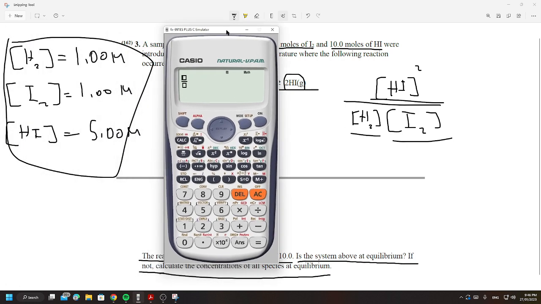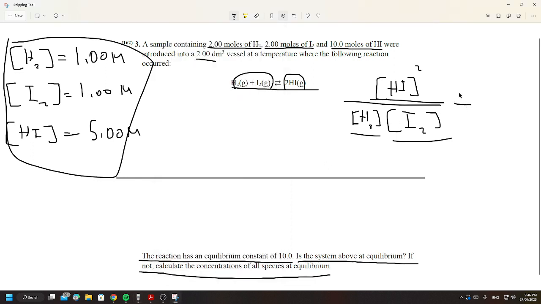So what is the concentration of HI? HI is 5 molar, so 5 molar squared, 5 squared over 1 times 1, which is going to be 1. And this is equal to 25, right? This is Q in this case, because this is the mass action expression, I believe is what it's called. This is to find out if the system is at equilibrium. So we got this value to be 25.